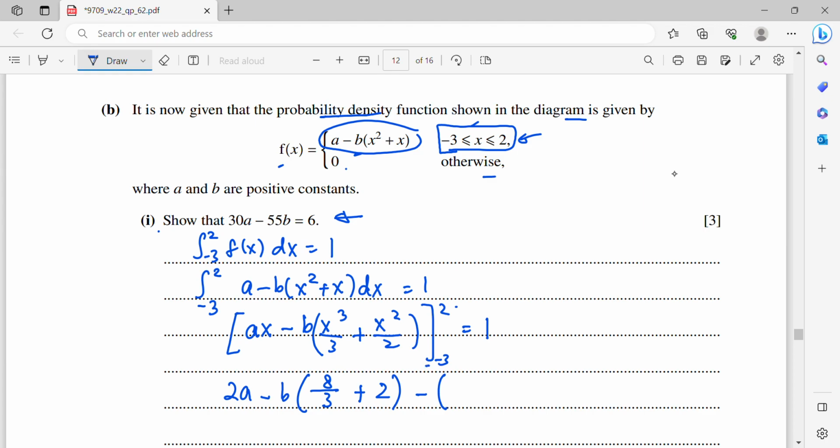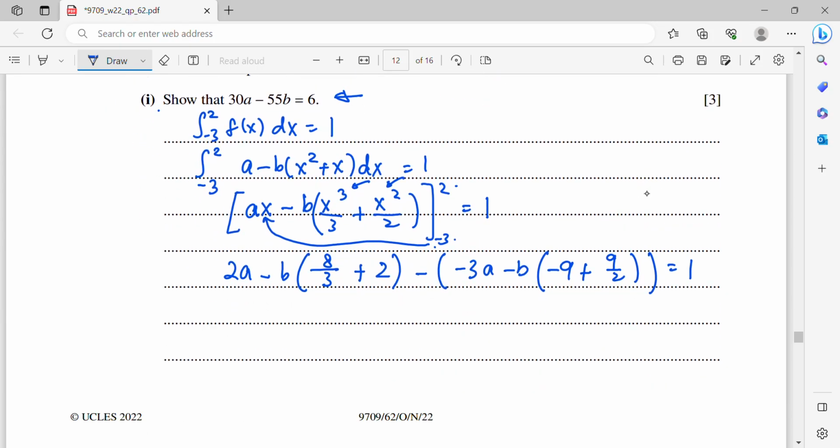Okay, so substitute x equals minus 3 here. I'll get minus 3(a minus b)(minus 3). When you sub into here, the cube, I will get negative 27. Negative 27 divided by 3 is negative 9. Then plus the square of minus 3, which is the next term. The square of minus 3 is 9. So plus 9 over 2. That equals to 1.